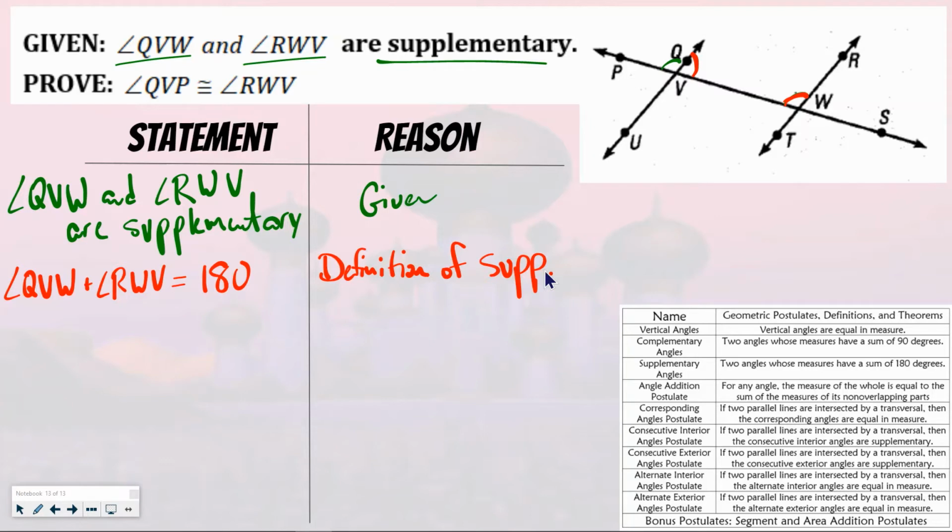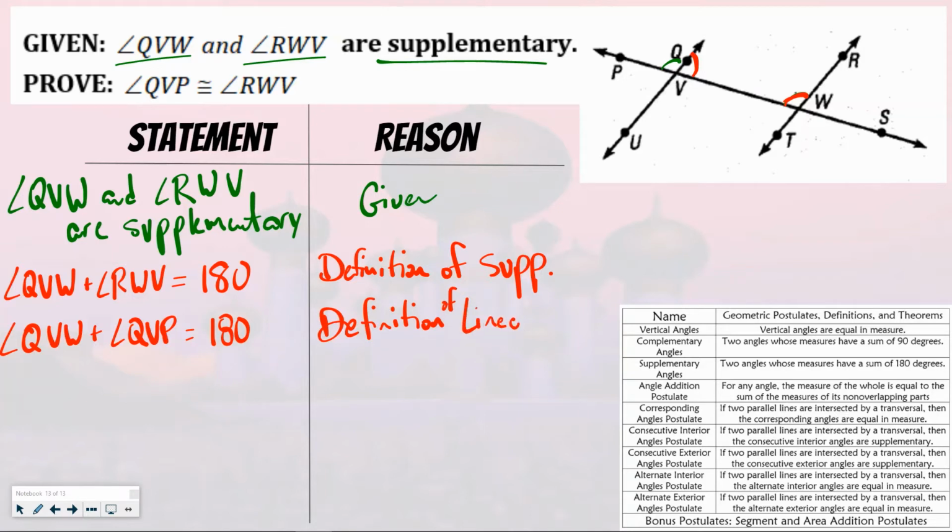So from there, I'm thinking, well, if those add up to 180 and these two also add up to 180, QVW plus QVP, that's again by the definition of, I'm going to actually call that linear pair. Wow, I'm just messing that up all over the place, but linear pairs.